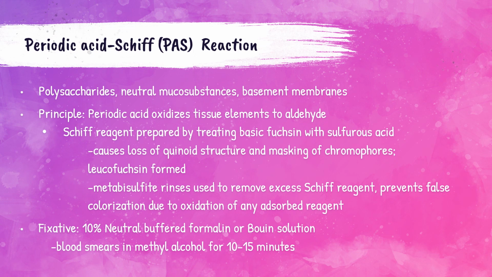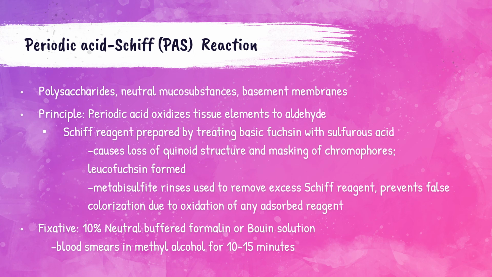The first of these is the periodic acid Schiff or PAS reaction. So what is its purpose? This stain is used to see polysaccharides, neutral mucosubstances, and basement membranes. The reaction of this is based on the oxidation of tissue elements to aldehydes by periodic acid. Schiff reagent is created by treating basic fuchsin with sulfuric acid. Leucofuchsin is formed, which is a colorless compound.